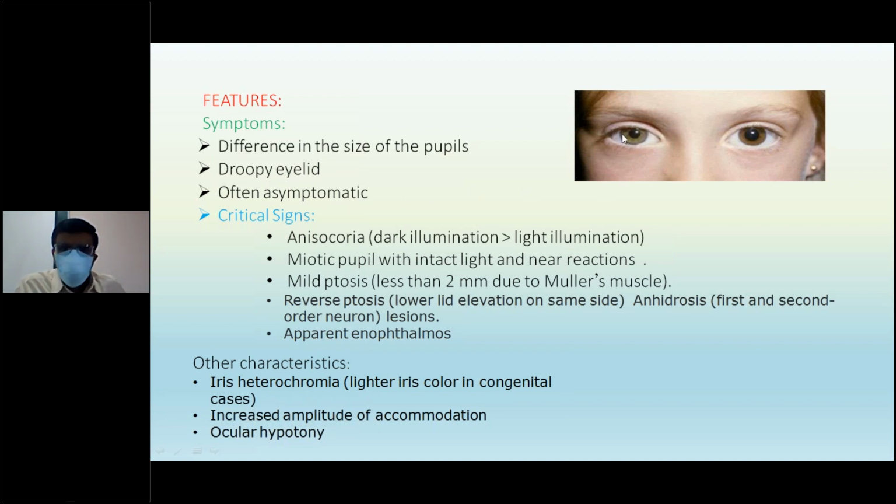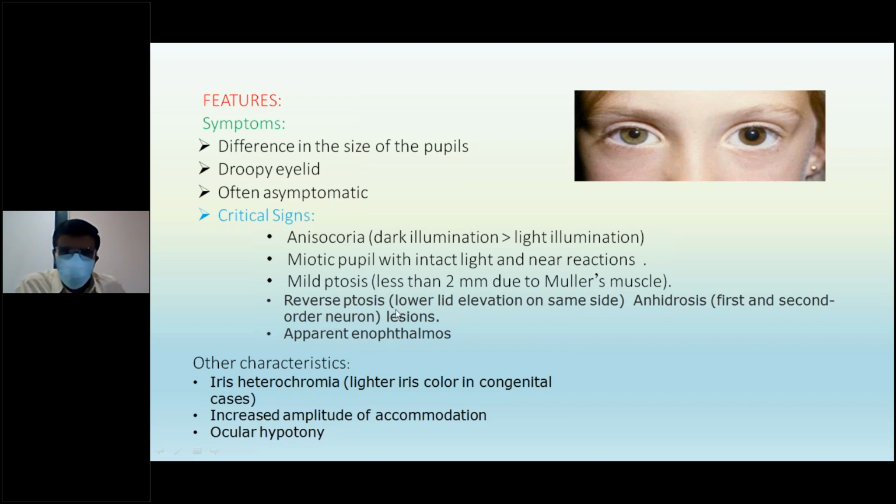Symptoms: difference in size of the pupils. You can see the difference. This is the small pupil, this is the large pupil. There is also drooping of the eyelid, often asymptomatic. Anisocoria is more in dark illumination than bright illumination. Miotic pupil with intact light and near reactions. Mild ptosis, less than 2 mm, due to weakness of the Muller's muscle.